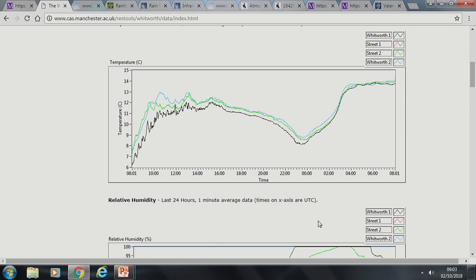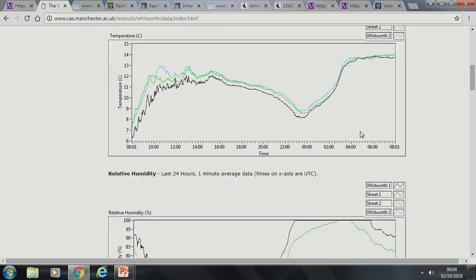And then something happened here between about 10 o'clock and about 4 o'clock this morning. So the temperature really shot up. So it went from 8 degrees to 14 degrees. That's quite warm. That's 6 degrees, basically.